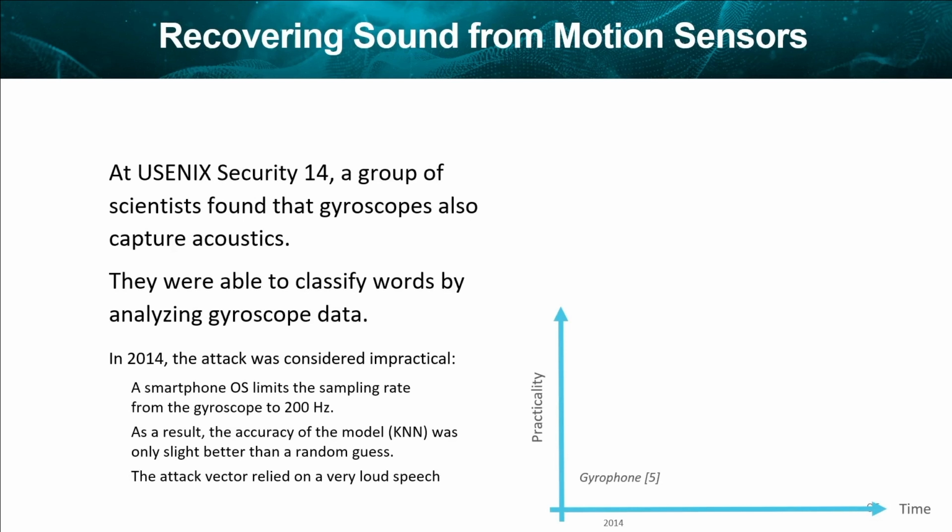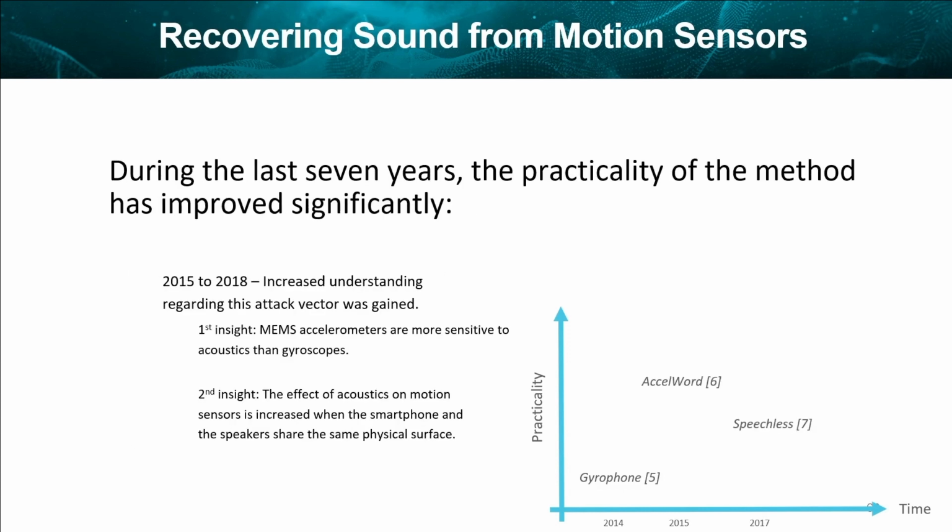And 7 years ago, the attack was considered very impractical, and this was because back then, a smartphone operating system limited the sampling rate from the gyroscope to about 200 Hertz. As a result, the accuracy of their model, which relied on K nearest neighbor, was only slightly better than a random guess. And also, the attack vector relied on very loud speech. So basically, I consider this attack 7 years ago as impractical.